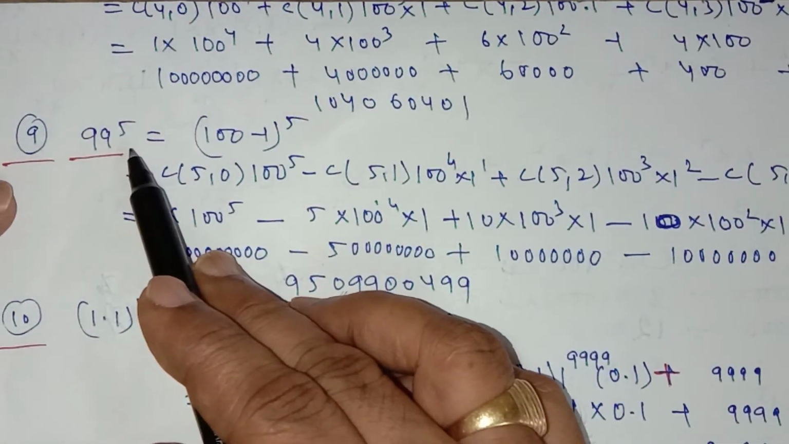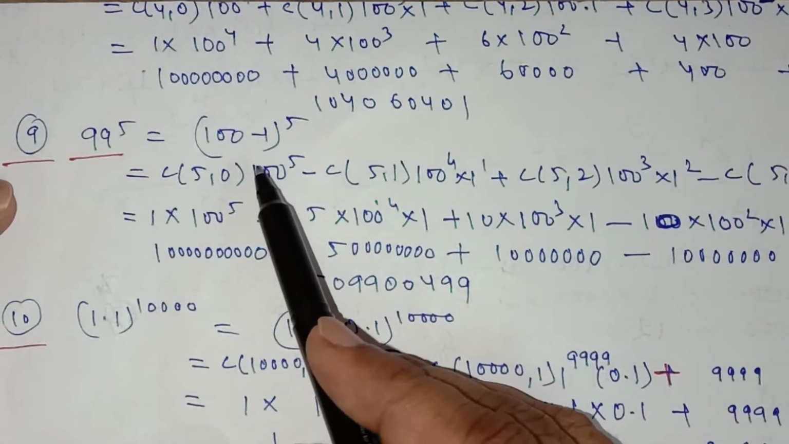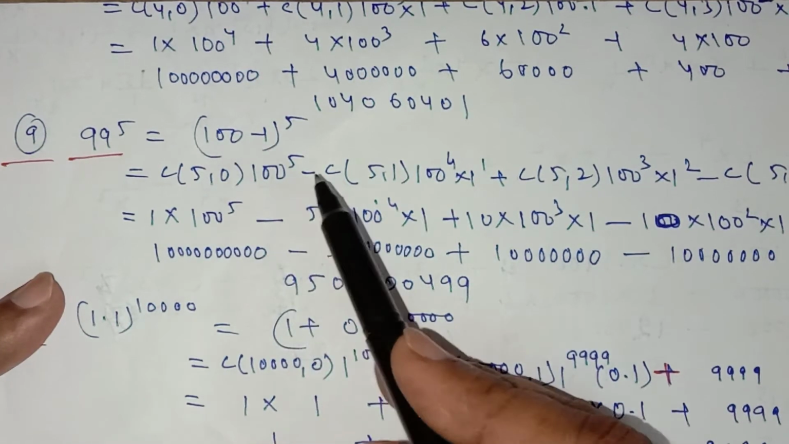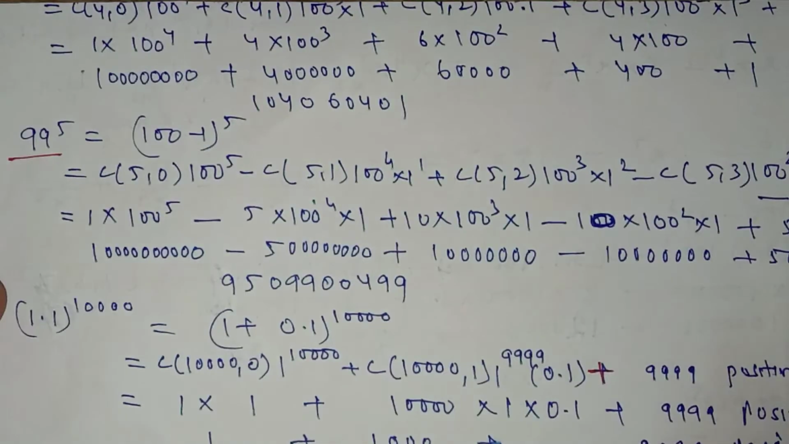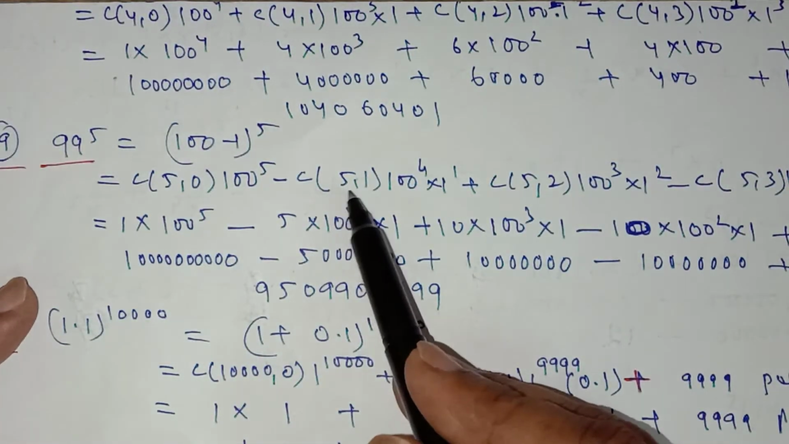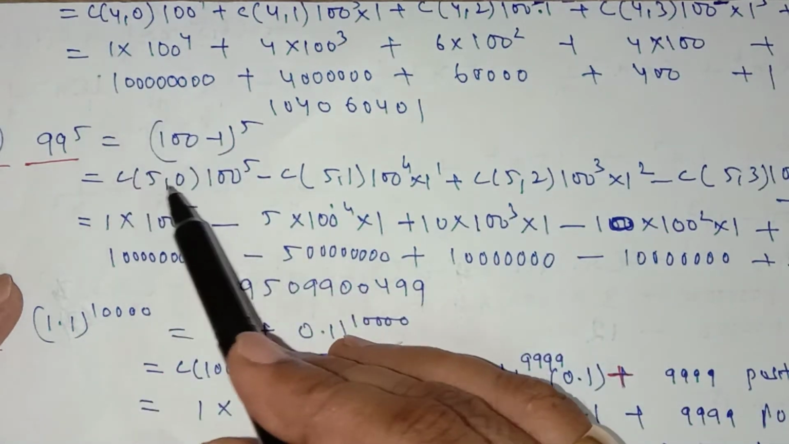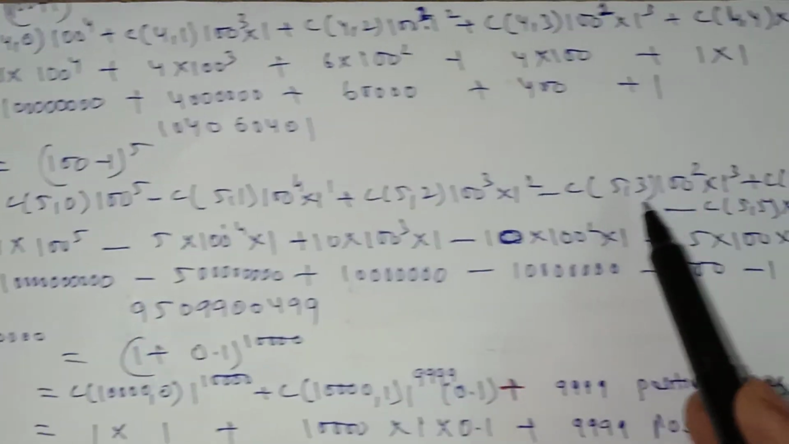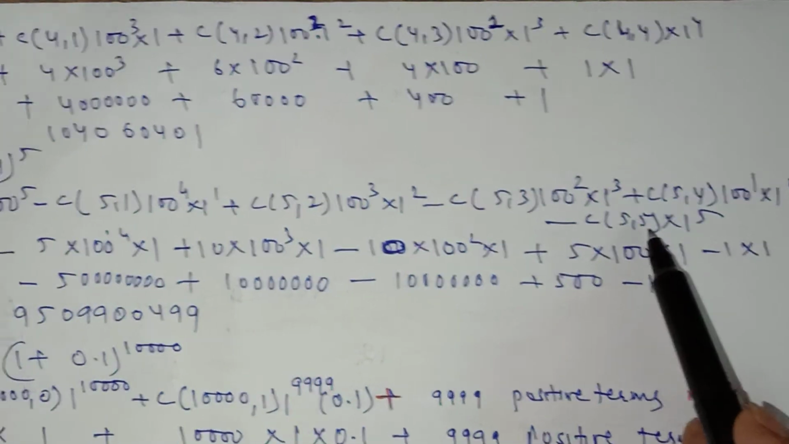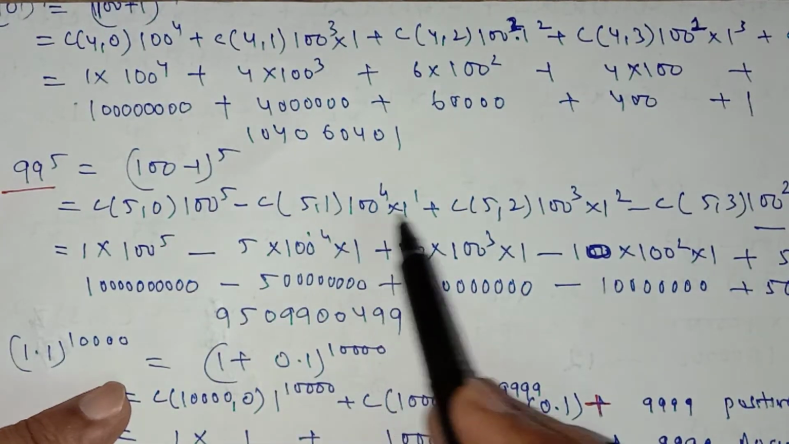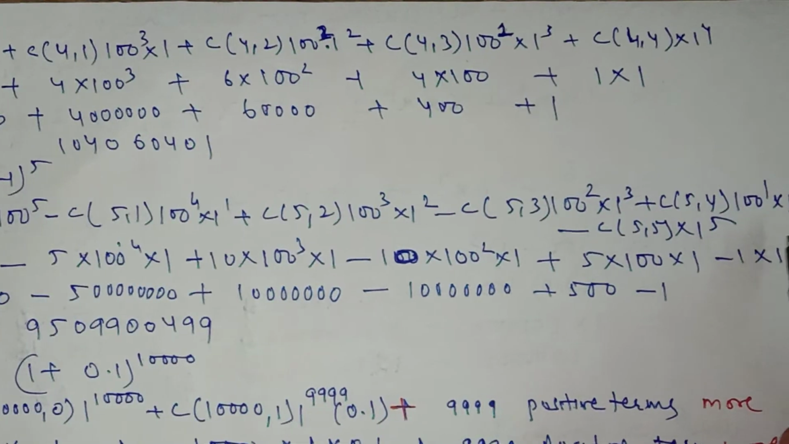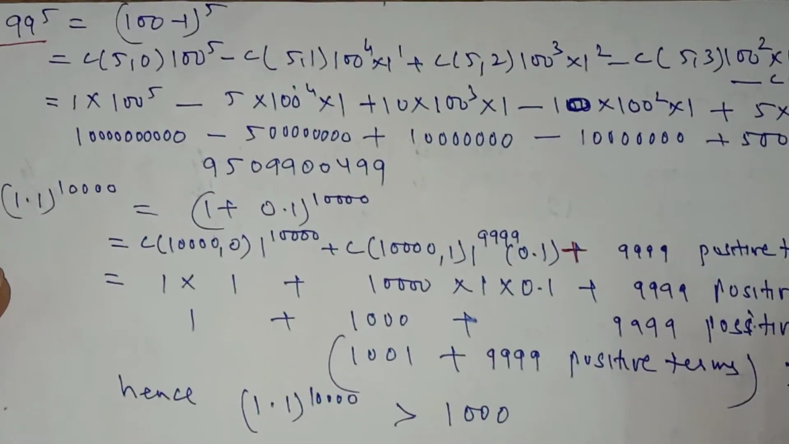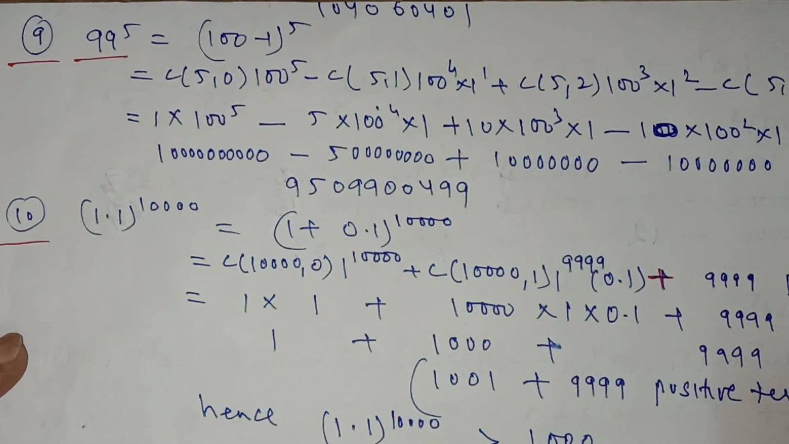For 99 raised to power 5, you can write (100 - 1)^5. You'll get 6 terms. First will be positive, then negative, positive, negative, positive, negative. Because the power is 5, n will be 5: combination of 5 0, combination of 5 1, combination of 5 2, combination of 5 3, combination of 5 4, combination of 5 5. The power of 100 goes on decreasing. See it carefully. The same pattern is there in all the questions. The power of 1 goes on increasing. Simplify it like this.